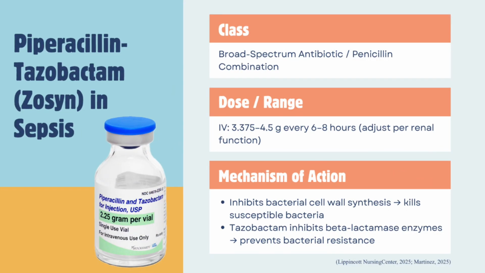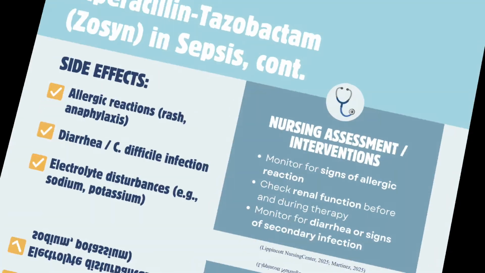Zosyn is a broad-spectrum antibiotic commonly used in the treatment of sepsis. It is administered intravenously in doses ranging from 3.375 to 4.5 grams every 6 to 8 hours, with adjustments made based on renal function. Its mechanism of action involves inhibition of bacterial cell wall synthesis, which leads to bacterial cell death. The addition of tazobactam inhibits beta-lactamase enzymes, helping to prevent bacterial resistance and broaden antimicrobial coverage.